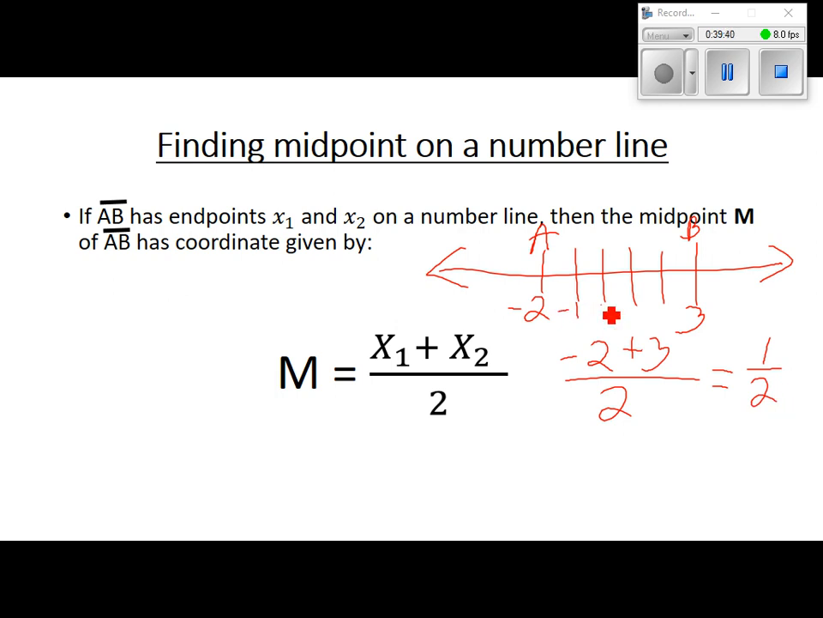So let's look at that. That's -1, that's 0, that's 1, that's 2. 1/2 is our coordinate. Where's 1/2 going to be? Between 0 and 1, right there. Does it look like that distance is the same as that distance? Yep. That's what it should be when you're doing the midpoint. Those two distances should be the same. We found the coordinate of the midpoint, so that would be M there.